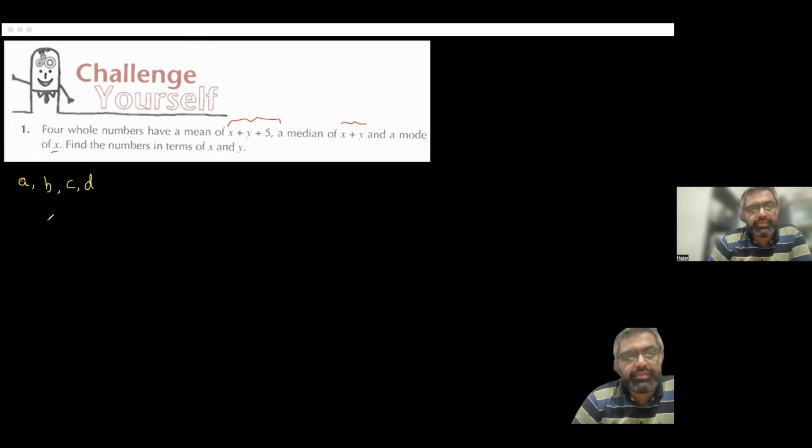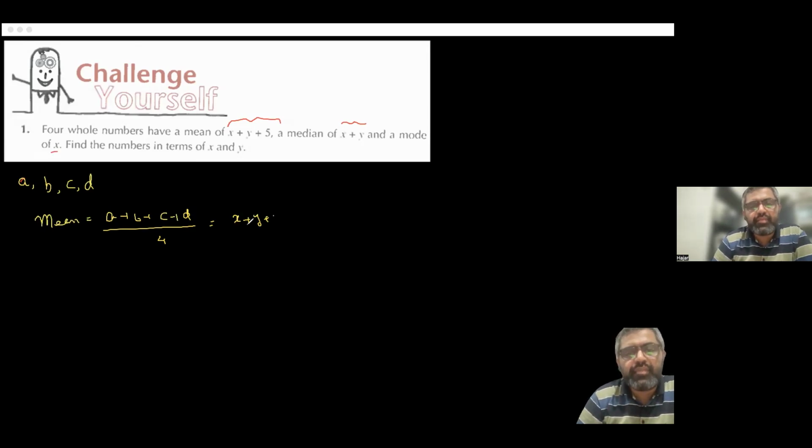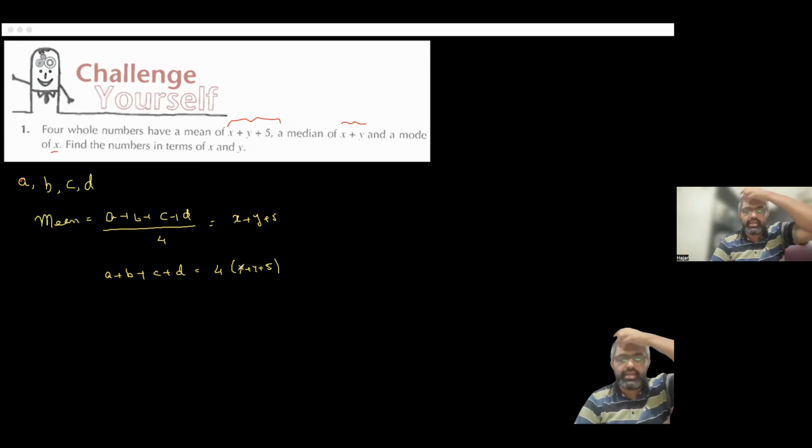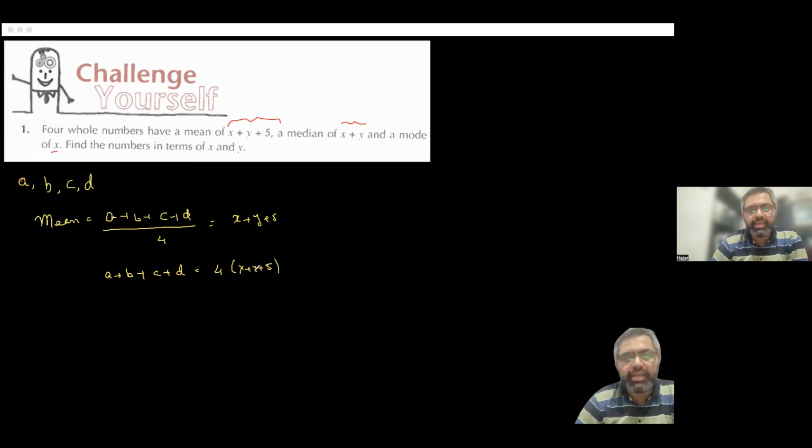So what is the mean value? The mean is the sum of all the 4 numbers divided by 4. A plus B plus C plus D divided by 4 is equal to what is given to us, x plus y plus 5. We can bring the 4 to the other side by cross multiplication. So we will have the sum of all 4 numbers equal to 4 times x plus y plus 5. We can multiply it right away, or we can do it later.